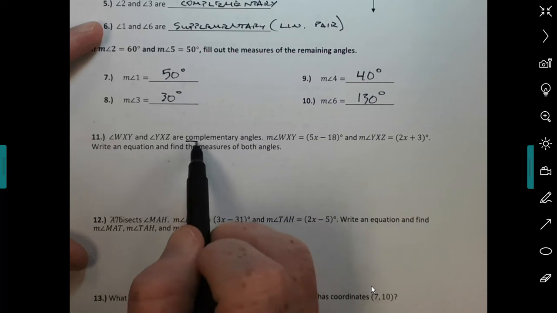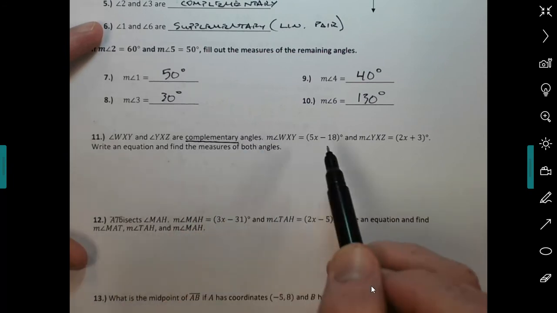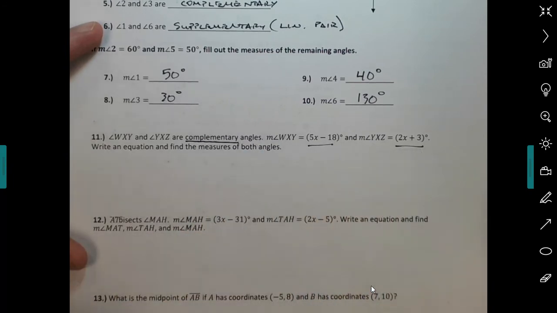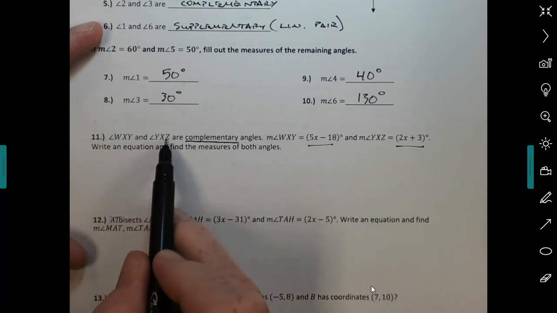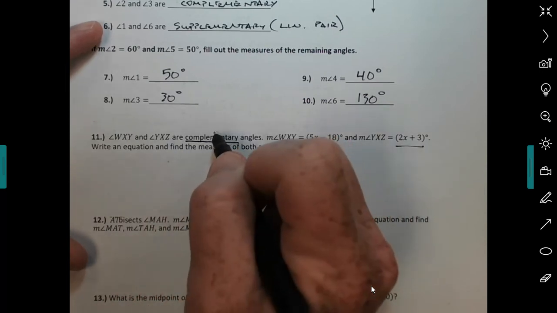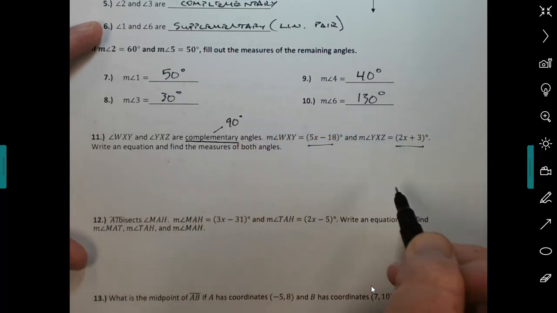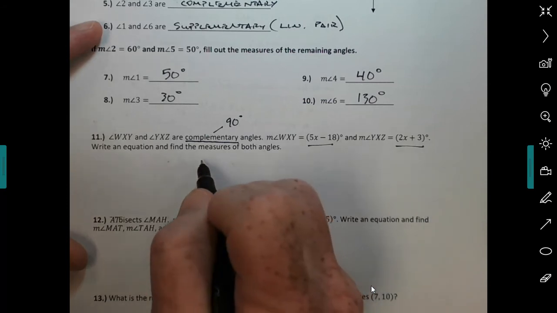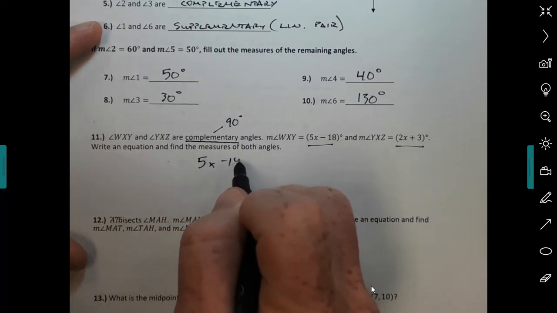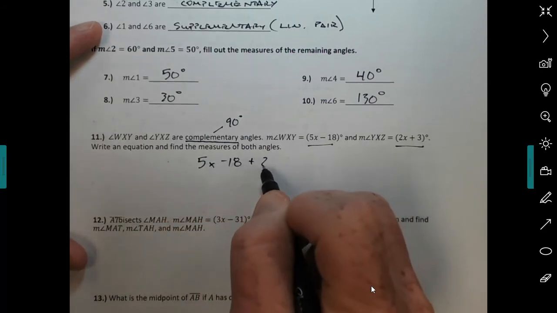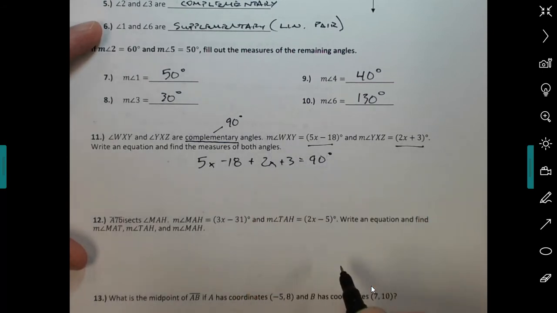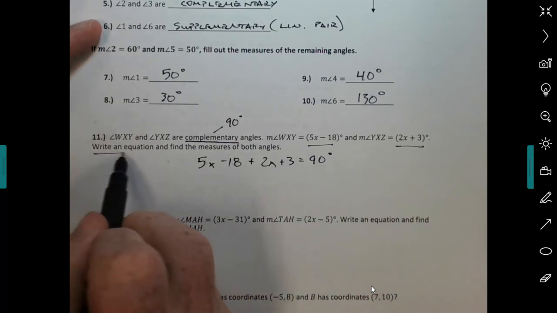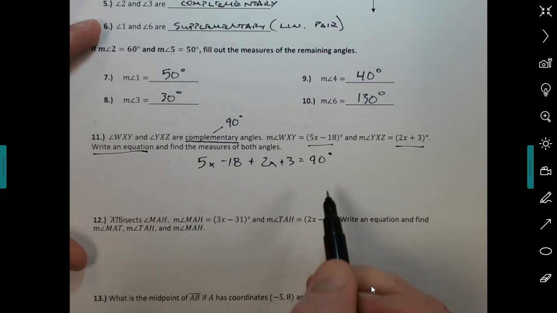Trying to understand certain situations and take some expressions and write a good equation. Well, they said that these two, WXY and YXZ, are complementary. I know that means that they have to add up to 90 degrees. That means I can take those expressions and add them up to equal 90 degrees, because they told me the relationship. So I needed to write an equation. I wrote the equation. Now we got to find the measures of both angles.